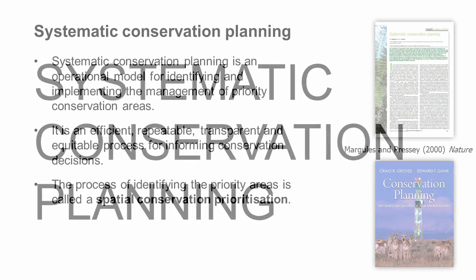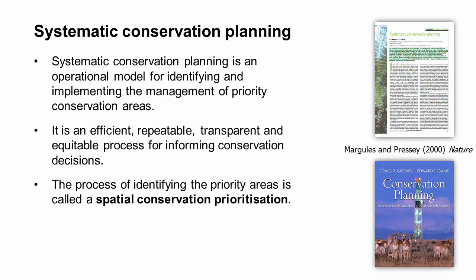So to start with, a very brief background about what systematic conservation planning is. Well, it's an operational model for identifying and implementing the management of priority conservation areas, and it's designed to be efficient, repeatable, transparent and equitable. There are a couple of key publications on this. The first is the original Nature paper by Margules and Pressey from 2000, and if you've got a bit of money and a bit more time, I would highly recommend reading the Conservation Planning book by Groves and Game, which covers all sorts of issues that are really important for understanding this process.